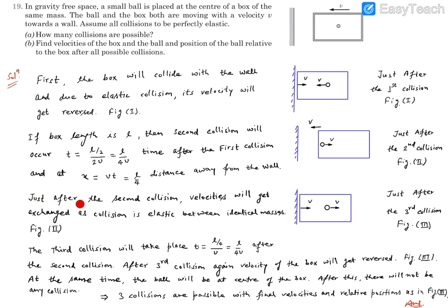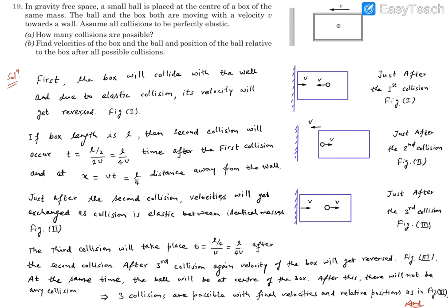So here I've written that just after the second collision, velocities will get exchanged, which we have explained in the second figure. Then there is going to be a third collision taking place, and that third collision is going to be between this wall and this box. That will take again L/4v time, because L/4 distance has to be covered with this velocity v by this box. So that will be the time.